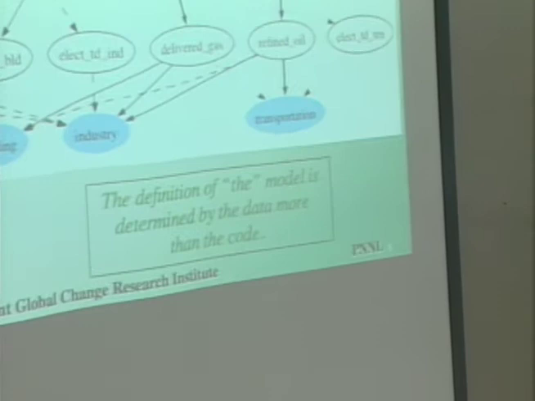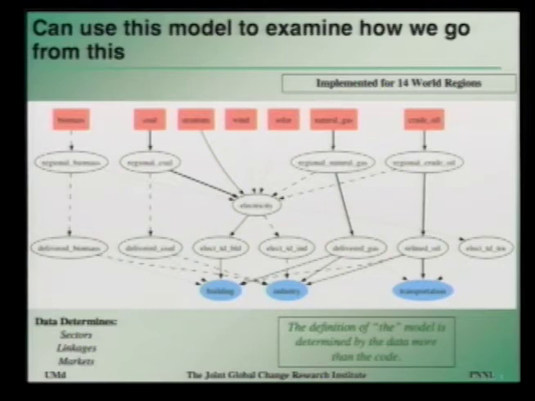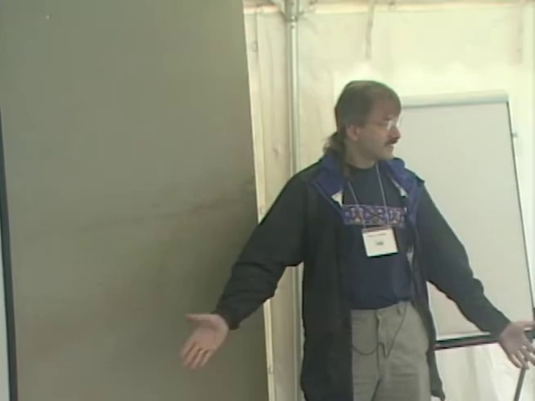Does the number of sectors change with time? They're all there in the beginning, but they may not be operating. Like, they don't exist yet. So, yes, in a sense. Hydrogen is in the input data set, but it's turned off in 1990 because we know historically it didn't exist, at least in large forms.